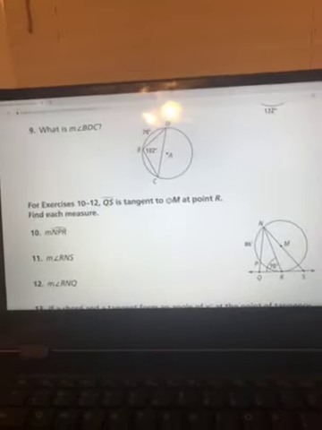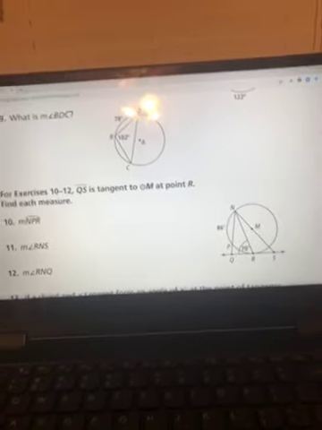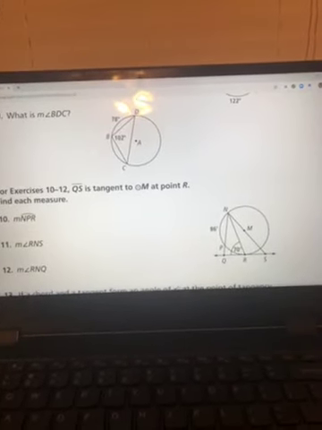And that's how you do 10-4. All right, 10, 11, and 12 are more extension problems. If you'd like to try it, you may.